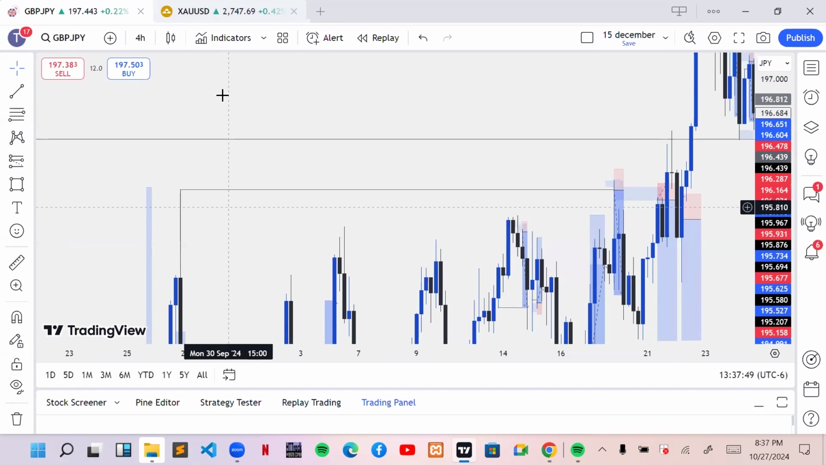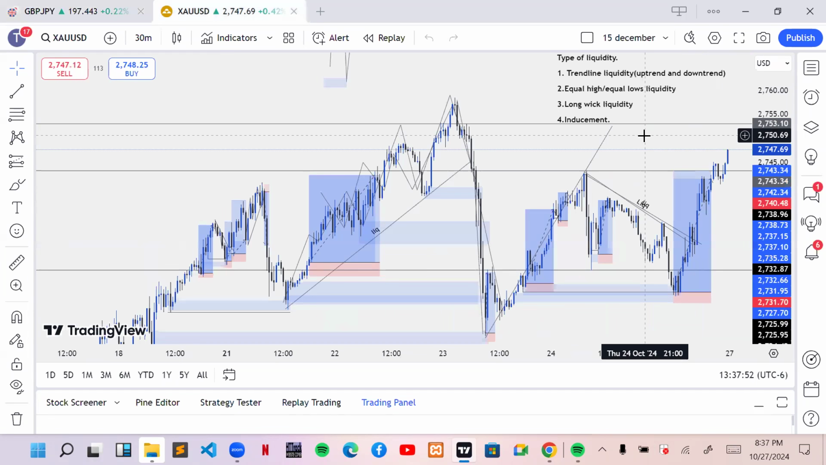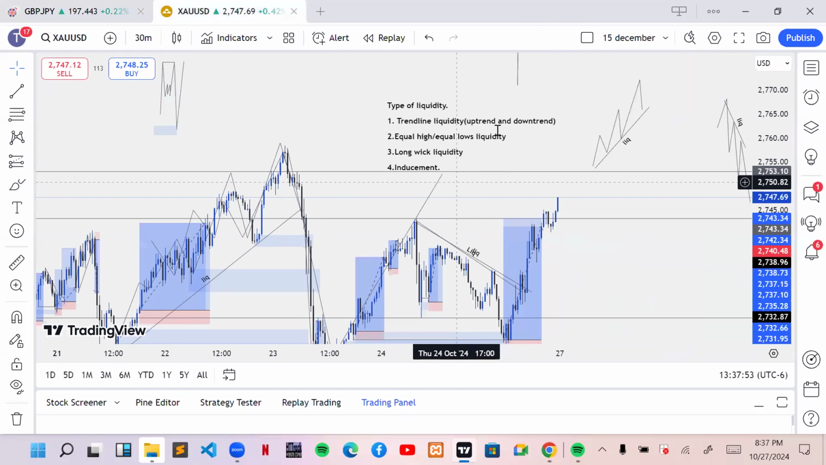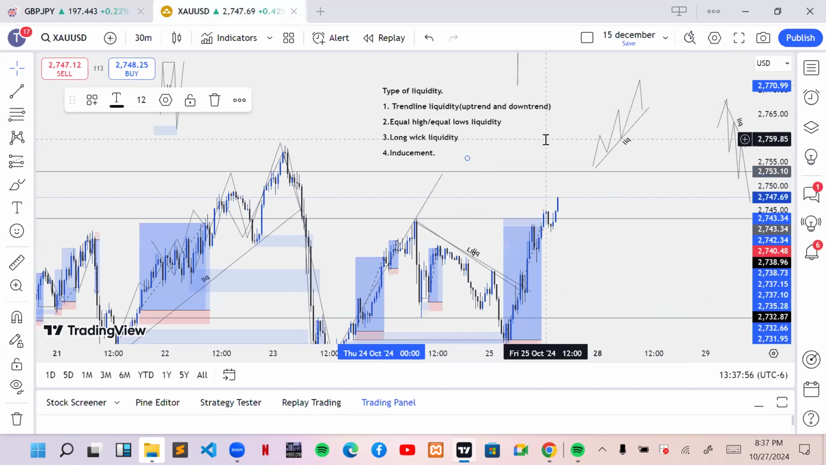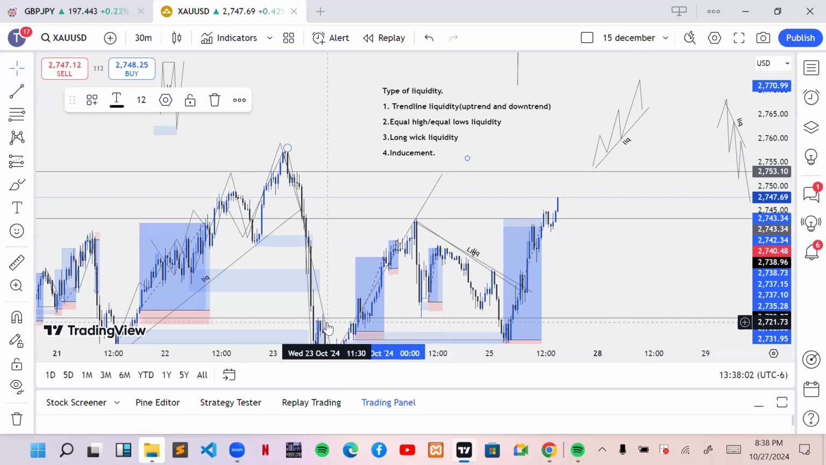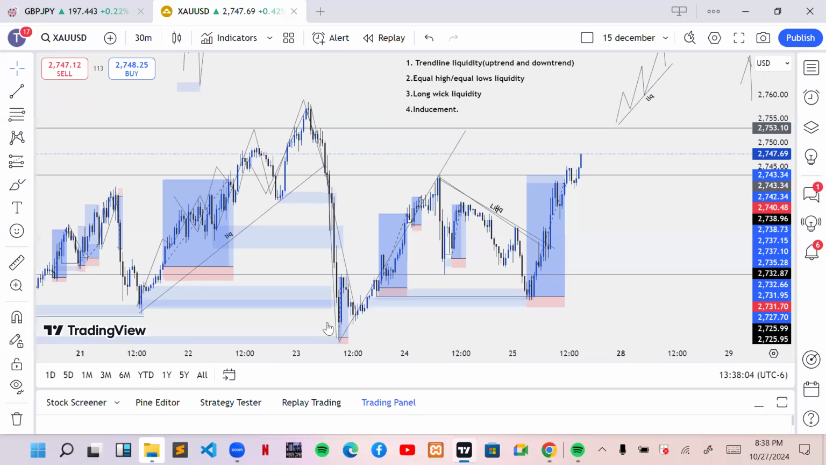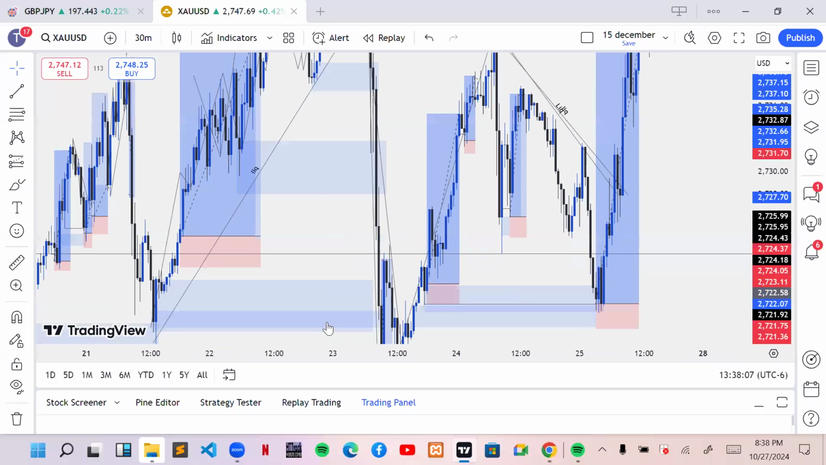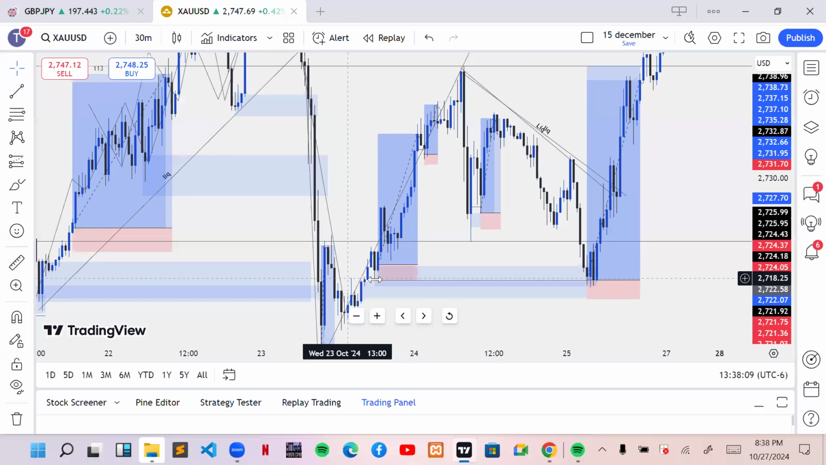So there is trend line liquidity, that is uptrend and downtrend. There's equal highs and lows liquidity. There's long wick liquidity, and then there's the one you people know, inducement. Inducement is basically the first pullback that the market makes after a structure shift or structure. So, for example, here is your inducement.